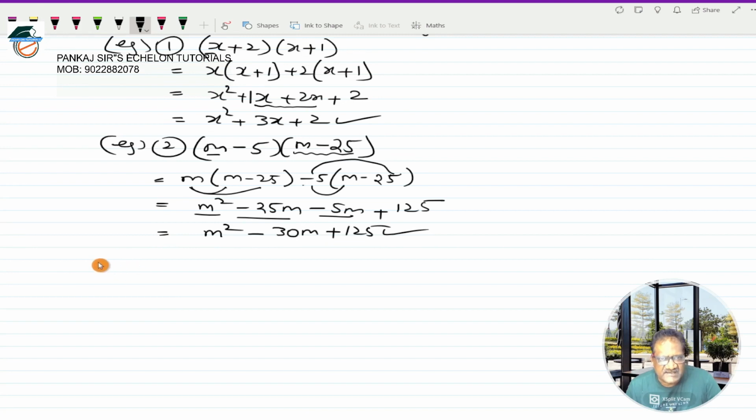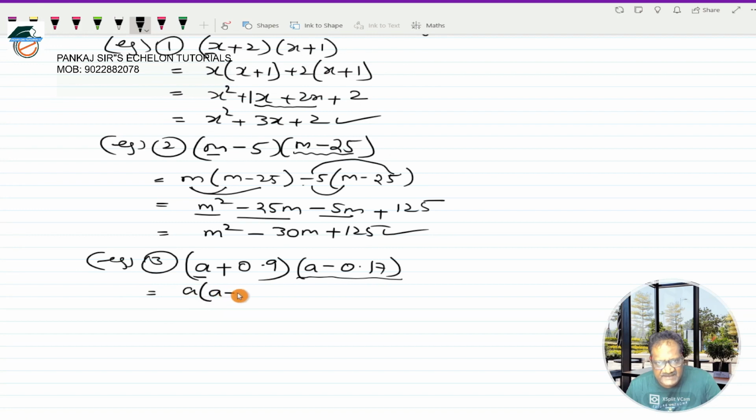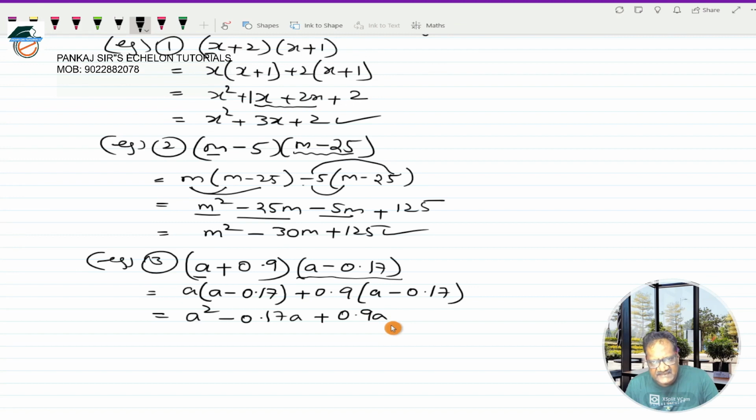Quickly let us go to example number 3, and it says a plus 0.9 times a minus 0.17. You have to find out this. So as usual, take a first, multiply with this entire bracket, that is a minus 0.17, then you take plus 0.9 and multiply with the same bracket, that is a minus 0.17, right? Removing the bracket, this will work out to a square minus 0.17a plus 0.9a, and this is plus into minus, minus.